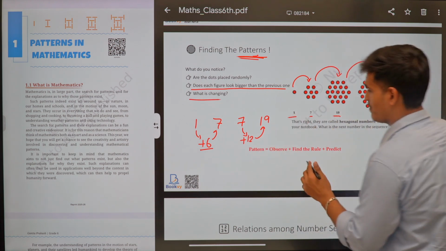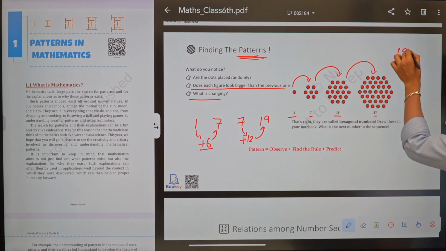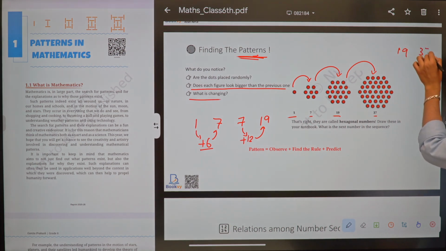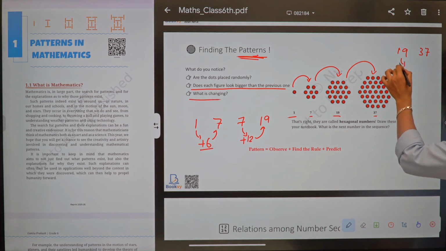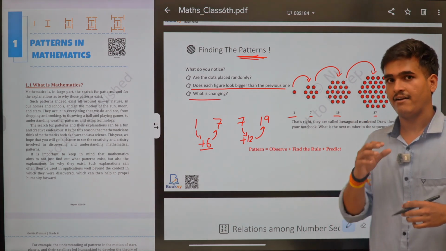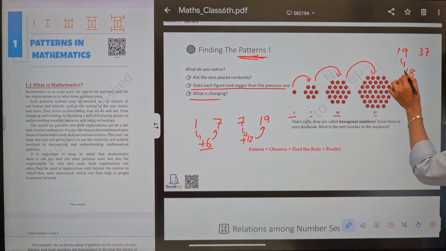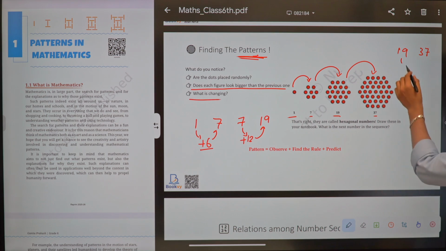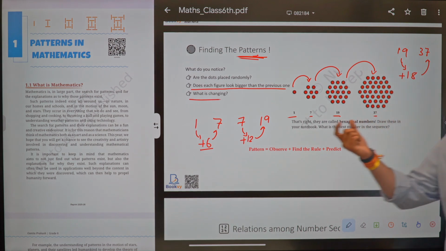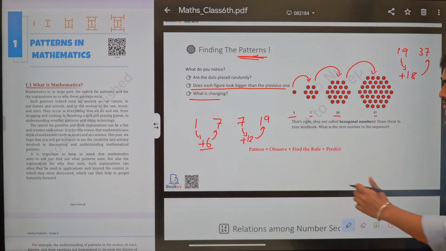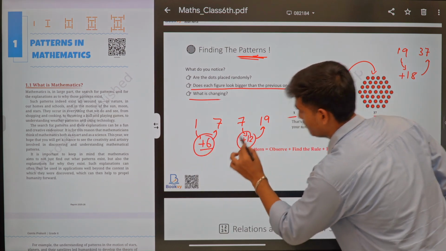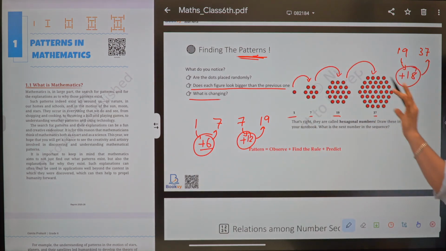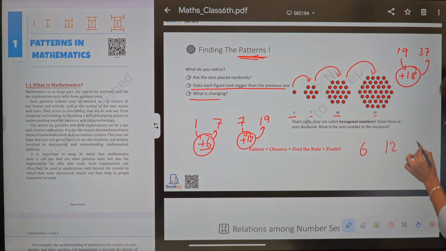And sir, this is also simple, I know. What if to 19 balls I add some number to become 37? Tell me. 18, right? So we add 18 balls to become 37. If you focus on the numbers you get while adding, you are getting three numbers: 6, 12 and 18.